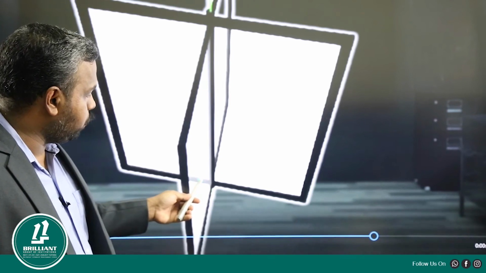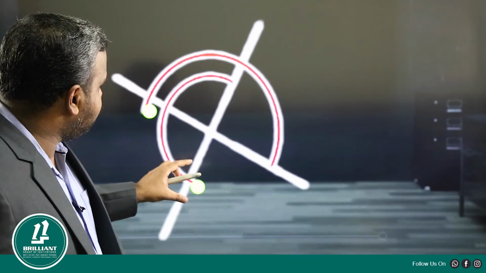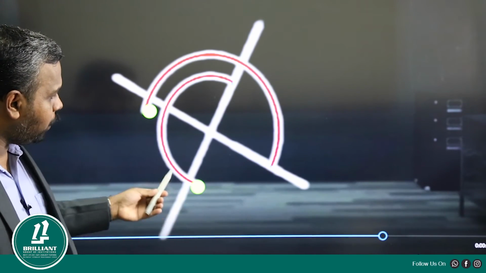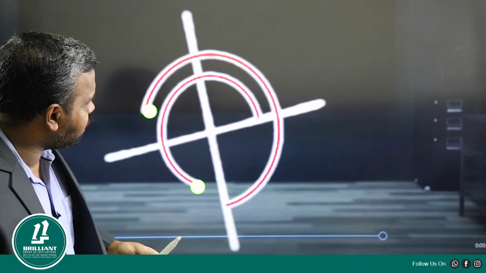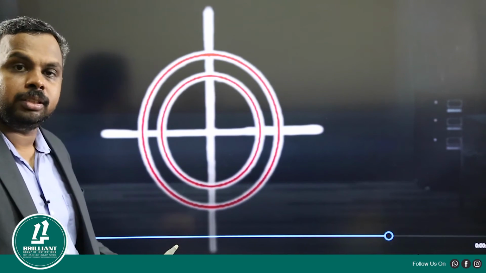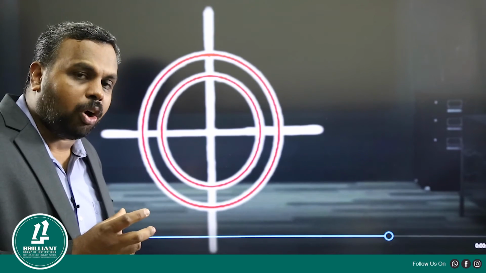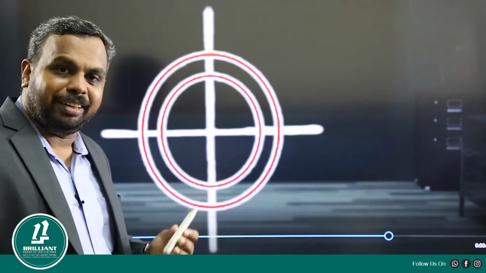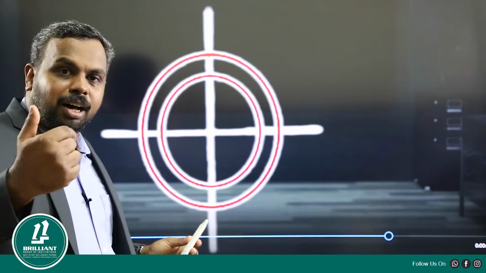You can see I'm marking 2 points, 1 and 2 here. Look, when this door is rotating, look at their movement. One point is making a circular path. The other point is also making a circular path. But are they having the same radius? No, their radius is not the same. But you can see a common factor there. Their centers are in the same line, right? The centers of both the circles are in the same line.